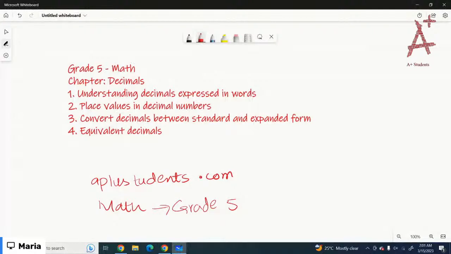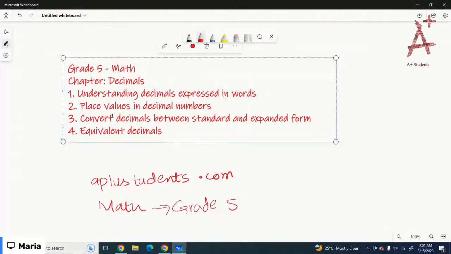And the lessons we're going to start with are understanding decimals expressed in words, place values in decimal numbers, convert decimals between standard and expanded form, and equivalent decimals. Let's just start with the first lesson, that is understanding decimals expressed in words.